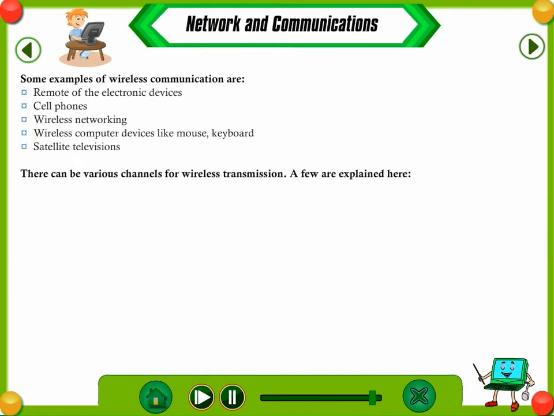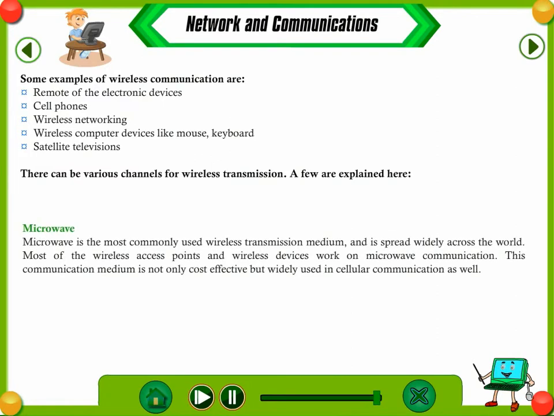Some examples of wireless communication are remote control of electronic devices, cell phones, wireless networking, wireless computer devices like mouse, keyboard, and satellite televisions. There can be various channels for wireless transmission. A few are explained here.